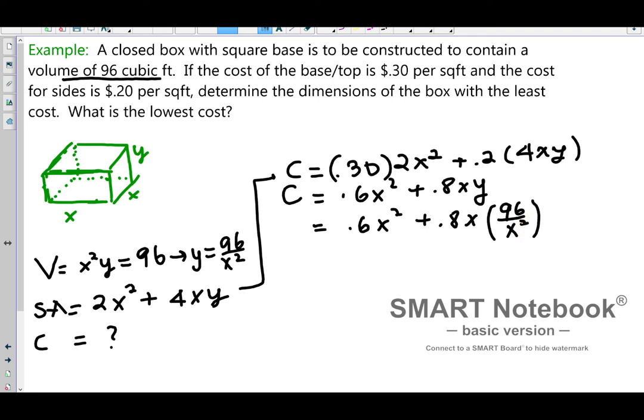So this is a little bit similar to the last problem. It's best to simplify this a little bit, like x over x squared will give you 1 over x, and then we can simplify 0.8 times 96. So I'm going to rewrite everything. So 0.6x squared, that part is not changing, and then plus 0.8 times 96. So I'm getting 76.8 for that. So 76.8, and x over x squared just gave me x in the denominator.